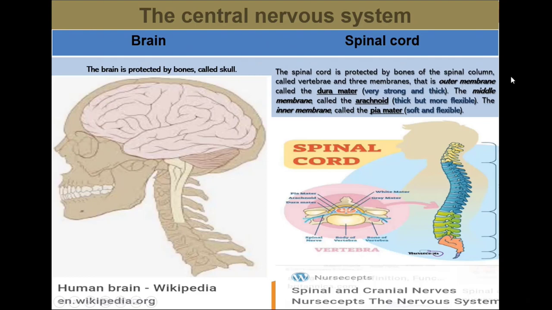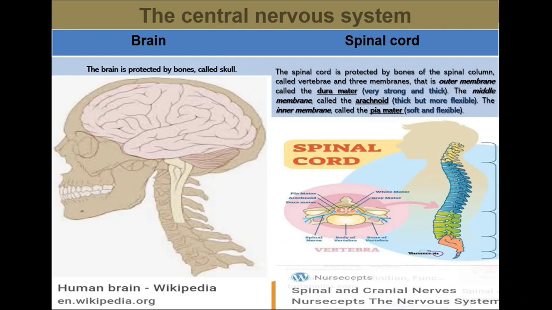Then the middle membrane, which is called arachnoid, is thick but more flexible. That is arachnoid, which is the second part. Then the inner membrane, which is soft and flexible. Why is it soft and flexible? So that it won't affect the neurons. Remember, the neurons are tiny, wire-like structures. They don't need to be squeezed or affected.